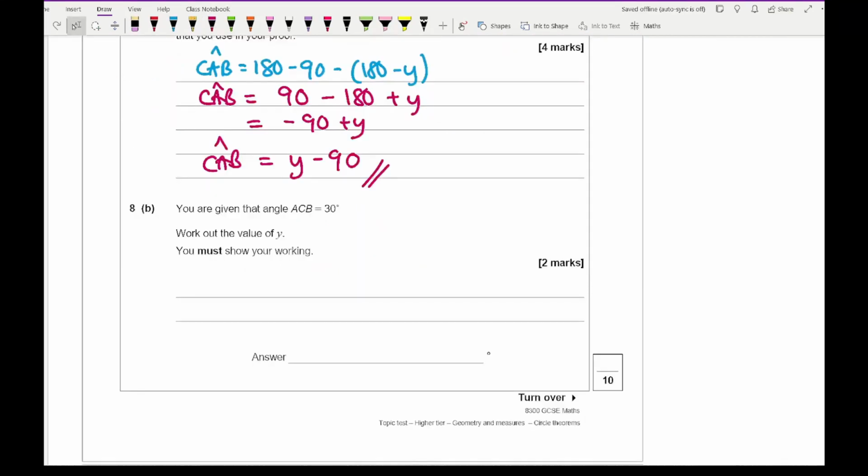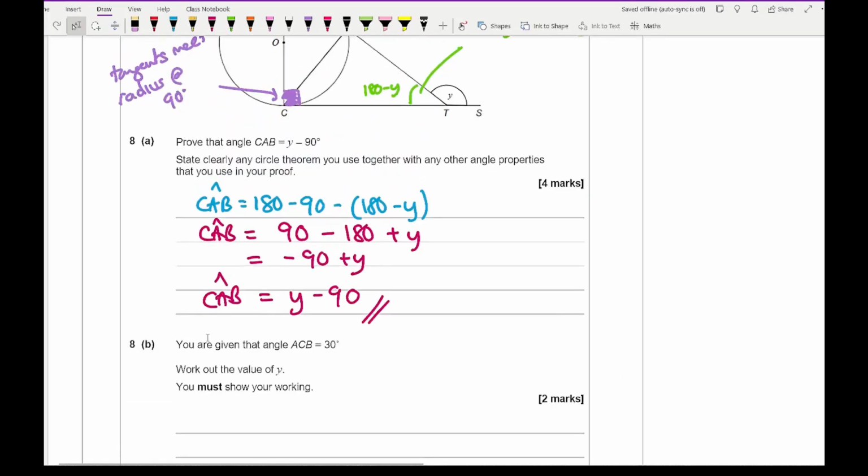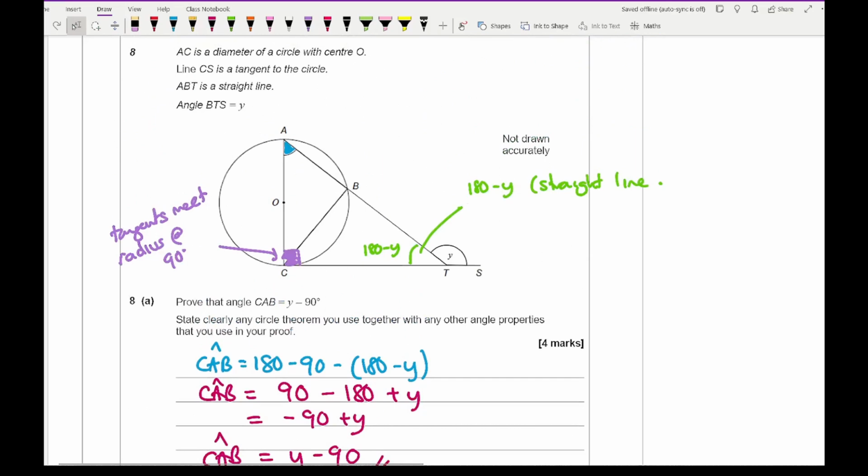So then moving on to question 8b, it says you are given that angle ACB is 30 degrees, work out the value of y and you must show your working out. So first of all, let's mark where ACB is actually going to be. So ACB is this angle here, and this little angle here is 30 degrees. Now from this, if I just highlight which triangle I'm actually looking at, I'm looking at this triangle here.